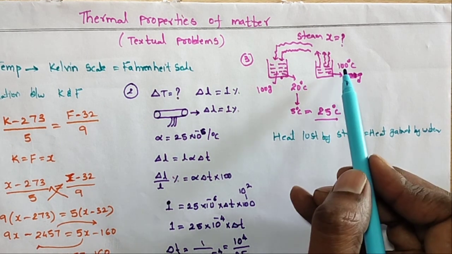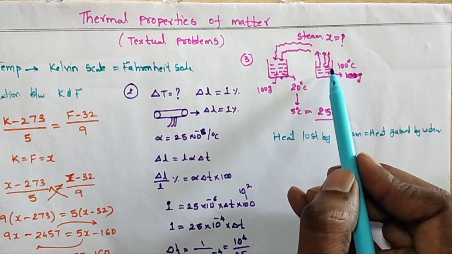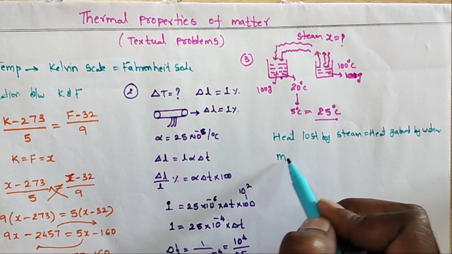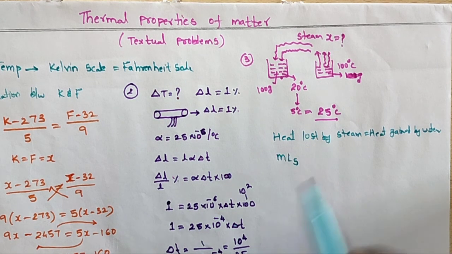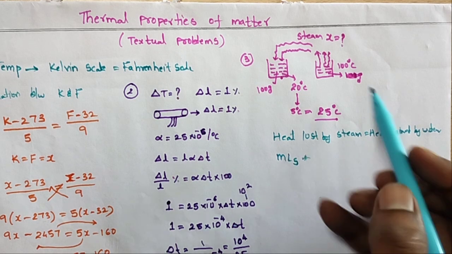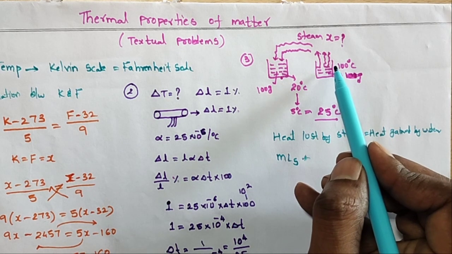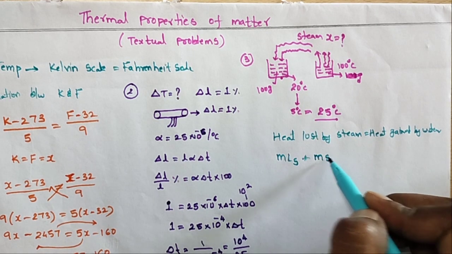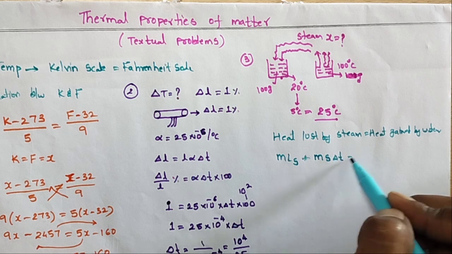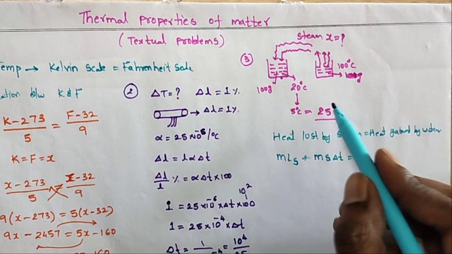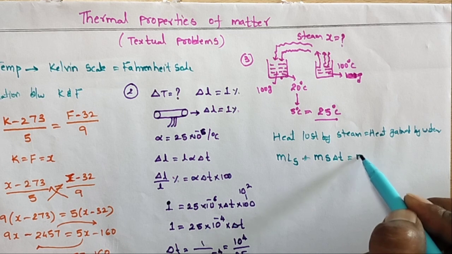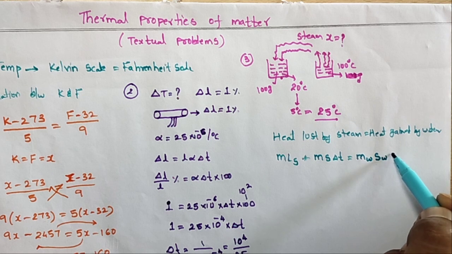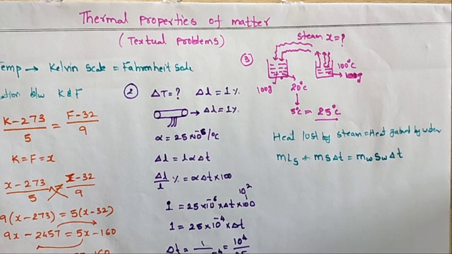So first, this 100 degrees water is converted to steam, so that is the latent heat of the steam: m L_steam. Plus, after this, to reduce the temperature from 100 degrees, that is m s delta t. This is the heat lost. And here also heat gain: mass of the water, specific heat of the water, and some change in temperature delta t.